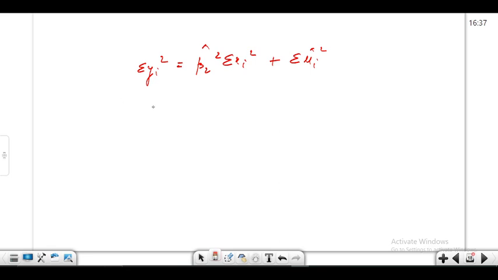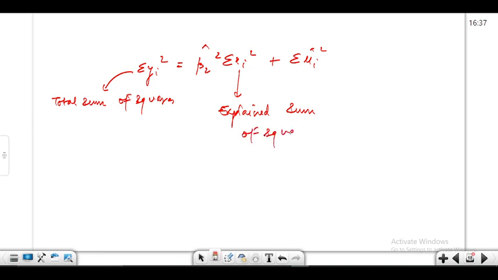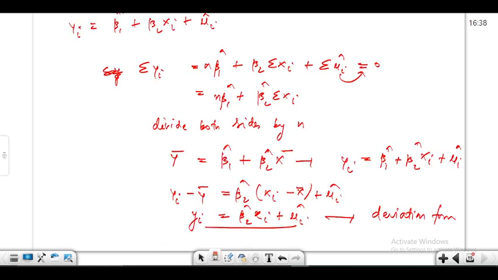So I'll also show this graphically. Okay, so this is your total sum of squares. This is your explained sum of squares, and this is your residual sum of squares, right? Why is this so? So let me try to explain this graphically.